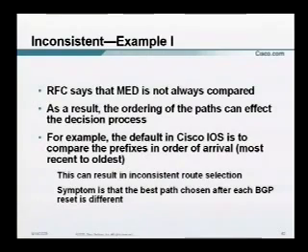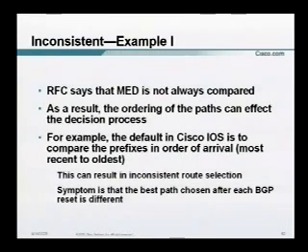Well, the RFC didn't say anything else, so, well, what do you do? So we just compare them in the order of arrival. The most recent to the oldest. And of course, this will result in inconsistent path selection. If you reset a BGP peering, then the prefixes that arrive from the reset peering become the newest, and then your best path may change. Well, it pretty much will change.